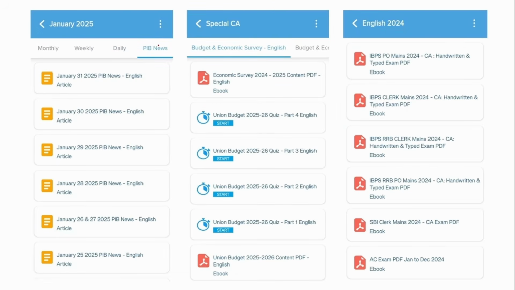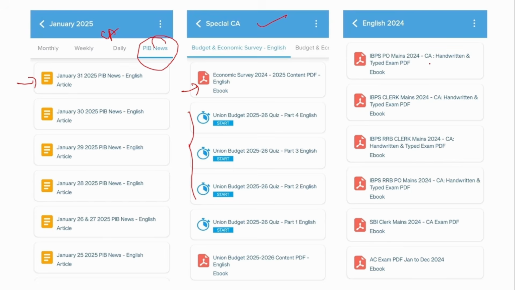Next, we also provide you the PIB news apart from the current affairs. So you can access our PIB news on a daily basis from this path. And as I mentioned, this special CA covers very special topics like the budget and economic survey. After reading the content provided in this PDF, you can attend the quiz given below.